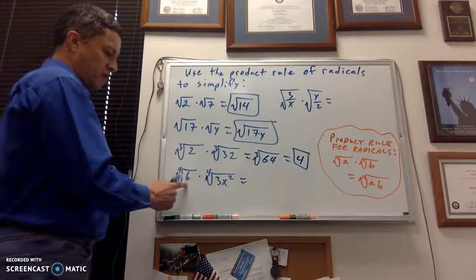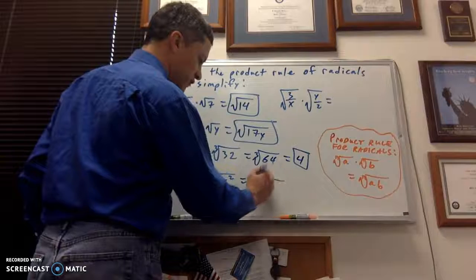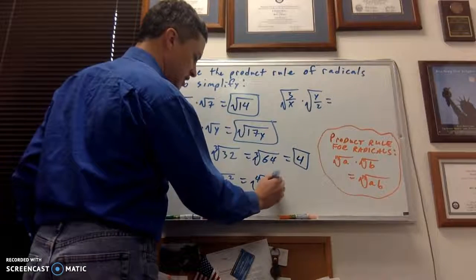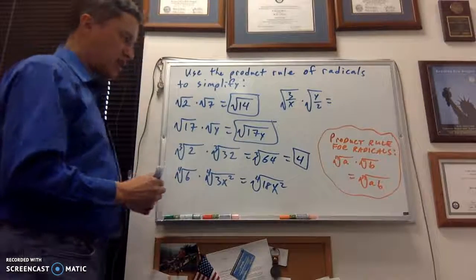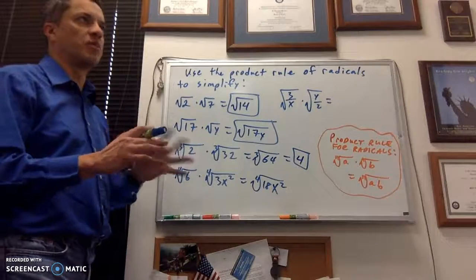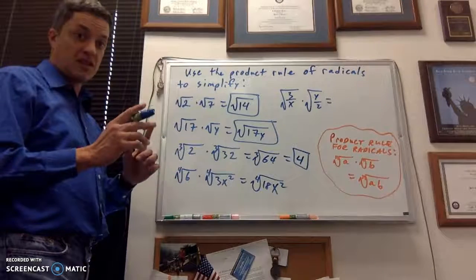Now let's look at the fourth root of 6 times the fourth root of 3x squared. So that's going to be the fourth root of 18x squared. So you look at that 18, you might be paranoid now. You're like, well, wait a minute, is there a perfect fourth power I should be able to pull out of there? No, not in this case.